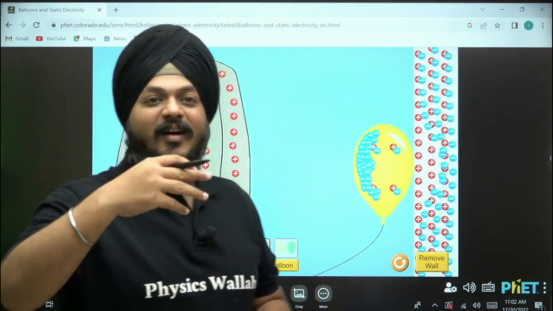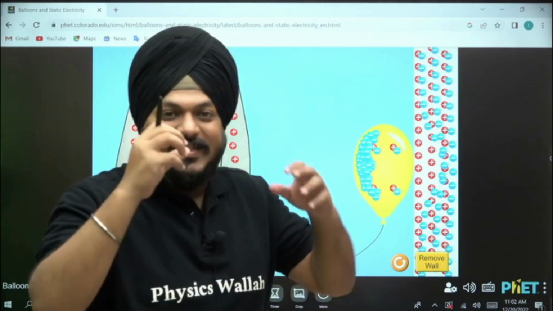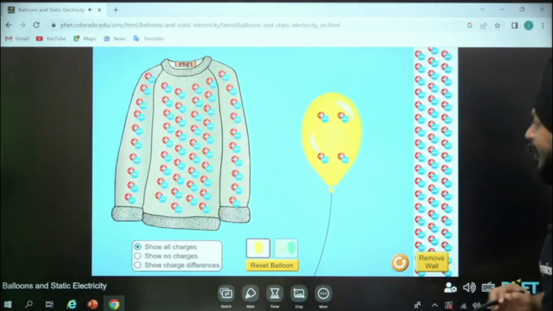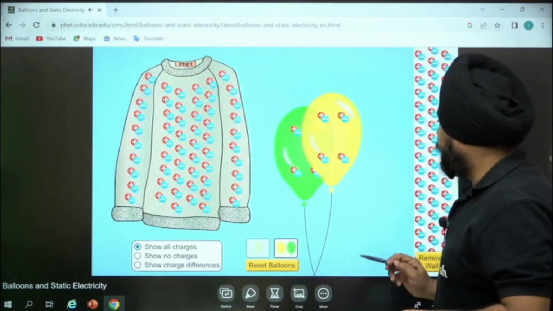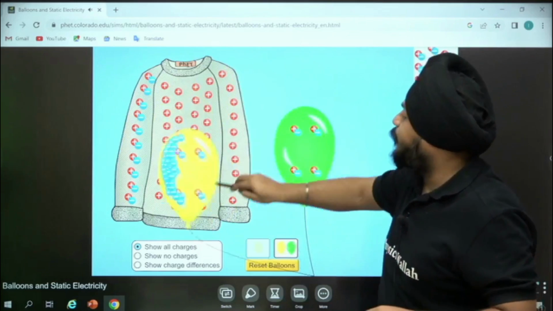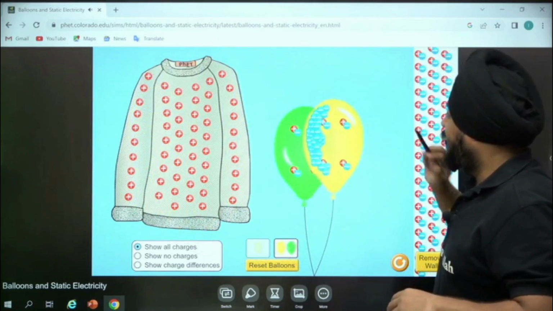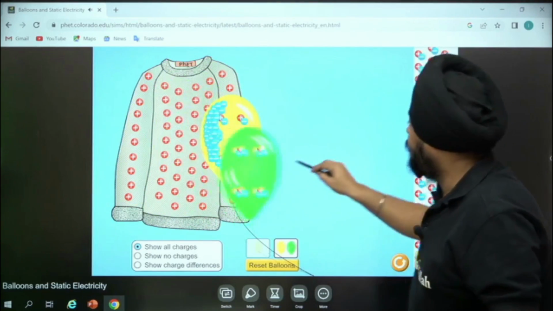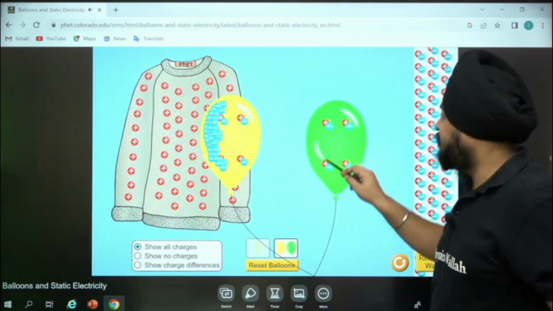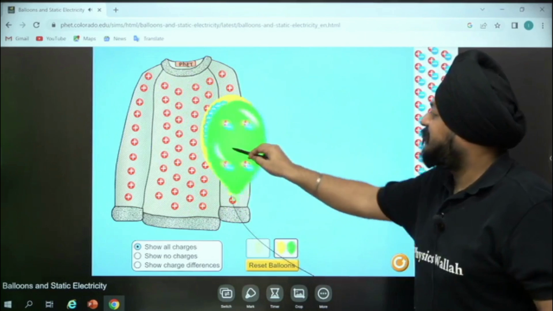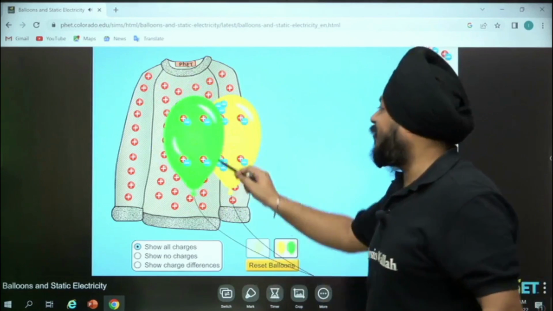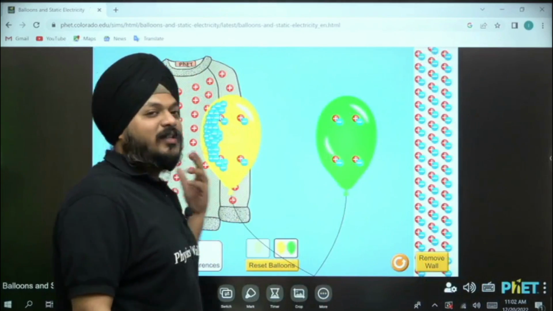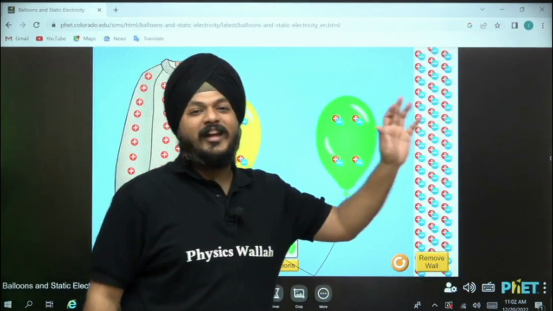Now, what is the actual logic behind it? You have to just wait for that. But suppose I refresh and take two balloons. One I've rubbed with the jacket. Second, again I'm trying to rub it with the jacket. It gets stuck everywhere. If you want to place it individually, it's okay. If you want to get near a positively charged body, it's okay. If you want to keep it near a negatively charged body, it's okay.